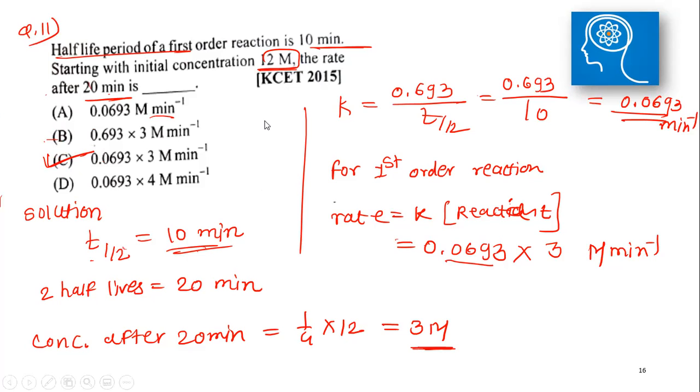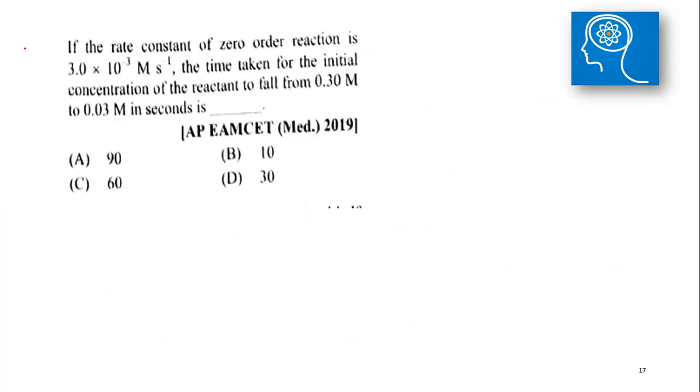Now question number 12. Question number 12. It is easy, see. If the rate constant of zero order reaction is, this is the rate constant of the zero order reaction, and it is given as 3 multiplied by 10 to the power minus 3. The time taken for the initial concentration of the reactant to fall from 0.3 to 0.03 in seconds is.